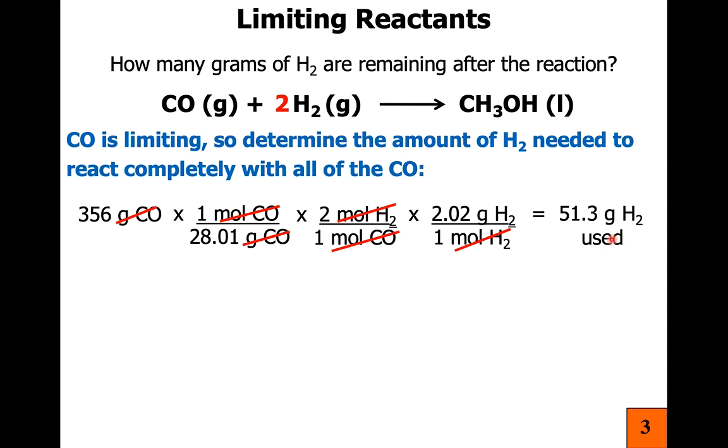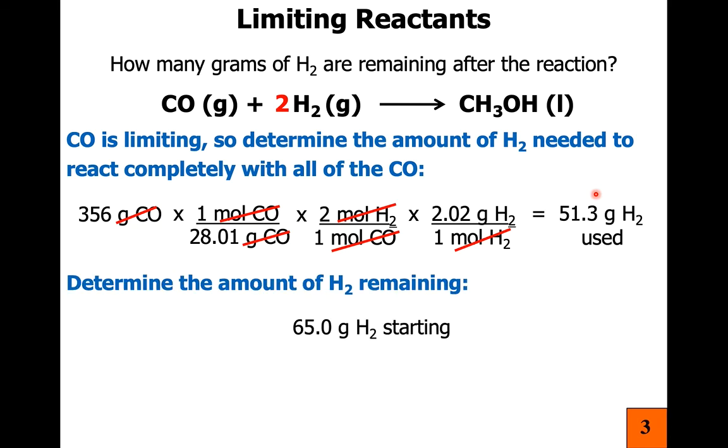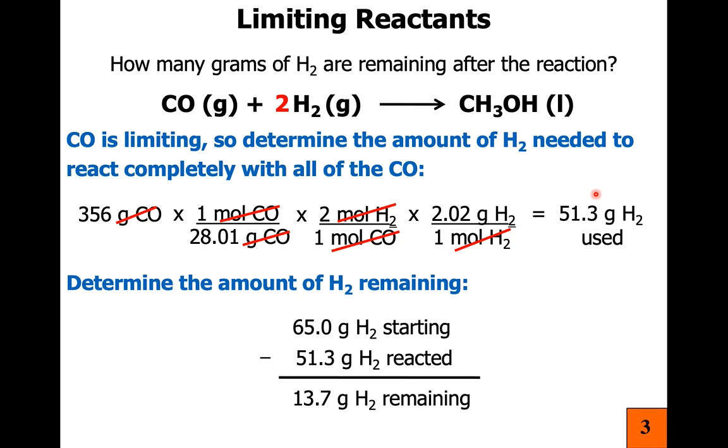I've added the word used here, because this is the amount that would be used to react with all of the CO. This is not the amount that remains, this is the amount that was used. But we have to think back way to the problem. So 65.0 grams of hydrogen is what we started with. We used 51.3 grams of hydrogen, and so 13.7 grams of hydrogen are remaining. This is probably the most difficult type of problem that you would have to do in this chapter.